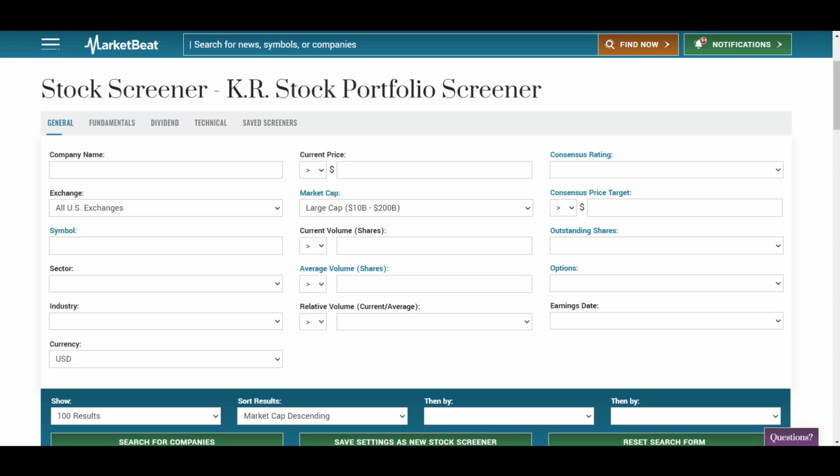So I use marketbeat.com, which has a stock screener tool. And you can see I've saved my own stock screener, which I've called KR Stock Portfolio Screener. So this has my key criteria saved so I can quickly run this every week. So I'll just run through.